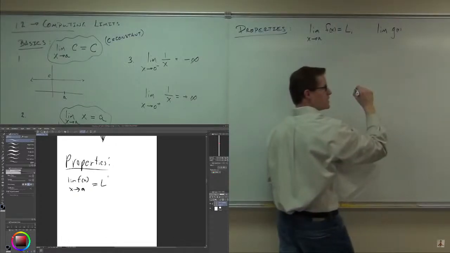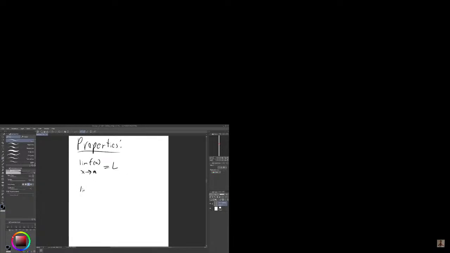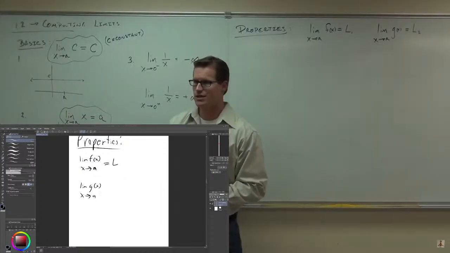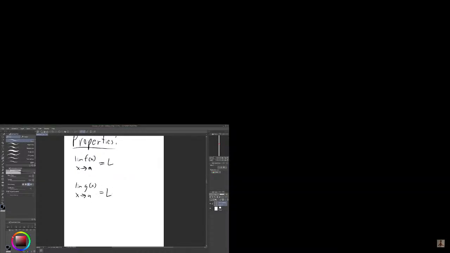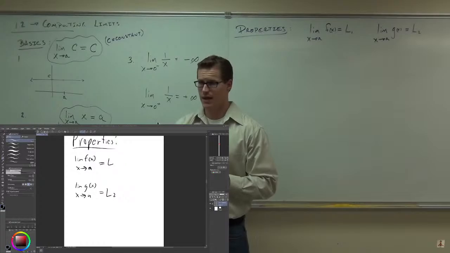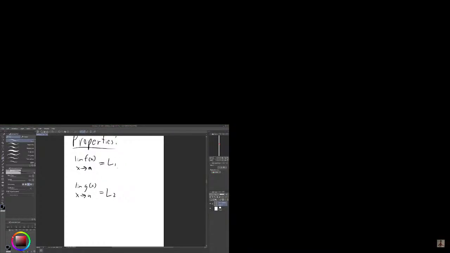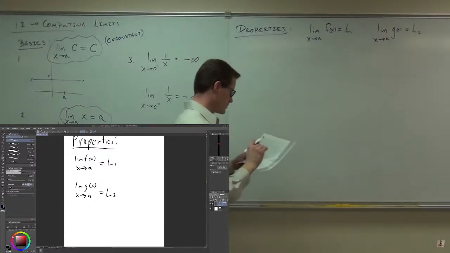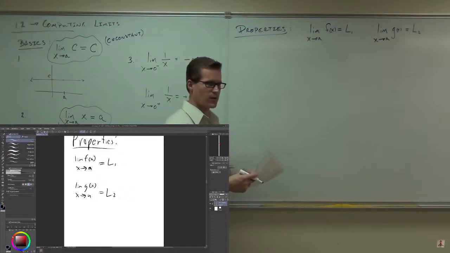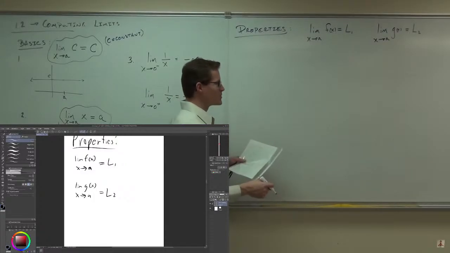The limit of g of x as x approaches a exists. Notice, please, that these limits have x approaching the same exact value. You see that? The a is the same. It's got to be the same for this really to work, okay? So it's got to be the same approachment. I just made that word up. I don't know if it exists. But you've got to approach the same number.